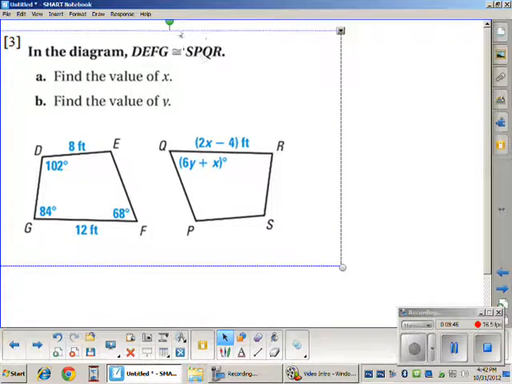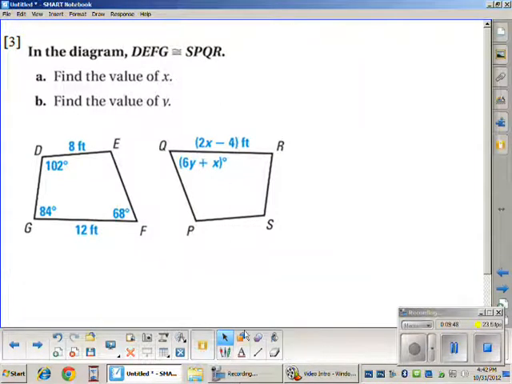So looking right here at the angle at Q, what's that going to be corresponding to in this figure? Well, I could look at the diagram, but that could be very misleading. Instead, I'm probably a little bit better off looking at the congruency statement. Q is the third vertex listed, so it's got to be corresponding to the third vertex listed in the first diagram, in other words, F. So the 6y minus x has got to be equal to 68.